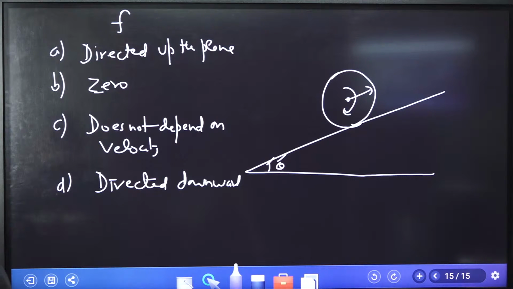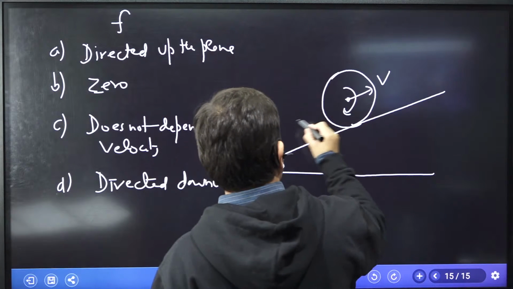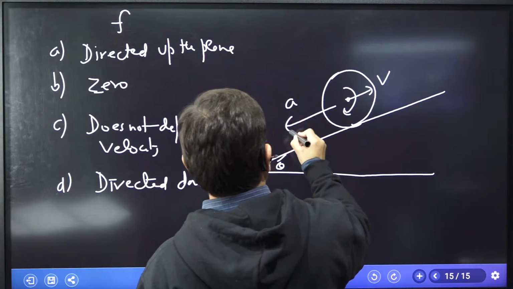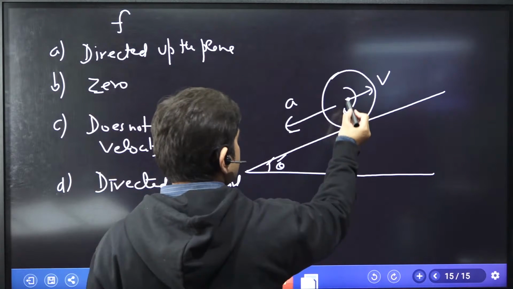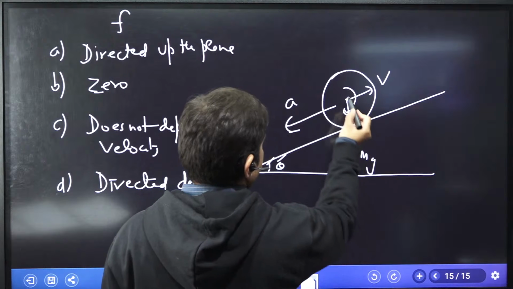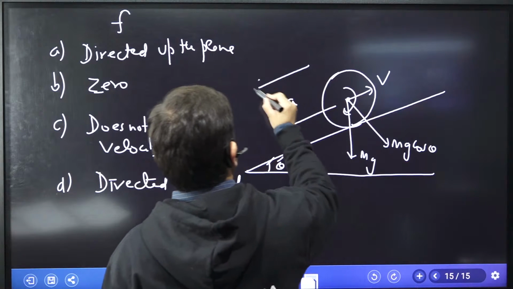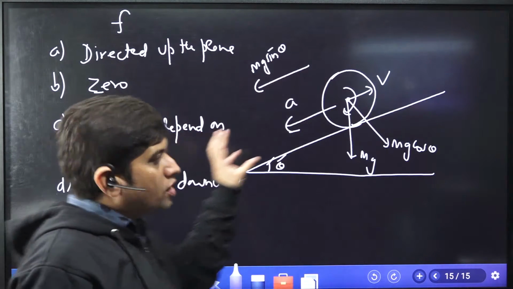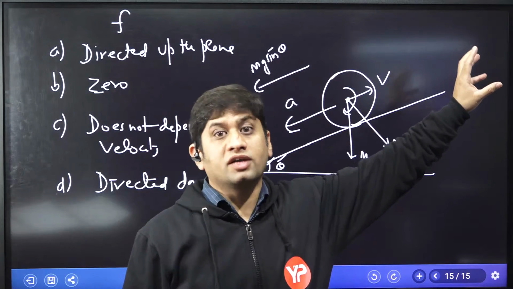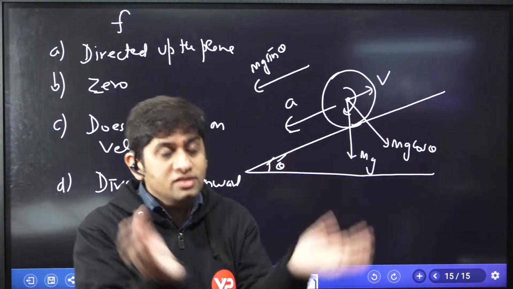Now see one thing here. If this body is going up, velocity is in this direction. Can you tell me the direction of its acceleration? Why do I say it is in this direction? Because of mg cos theta and mg sin theta. As this roller is going up, is its velocity increasing or decreasing? Its velocity will decrease. Why? Because there is no engine inside.